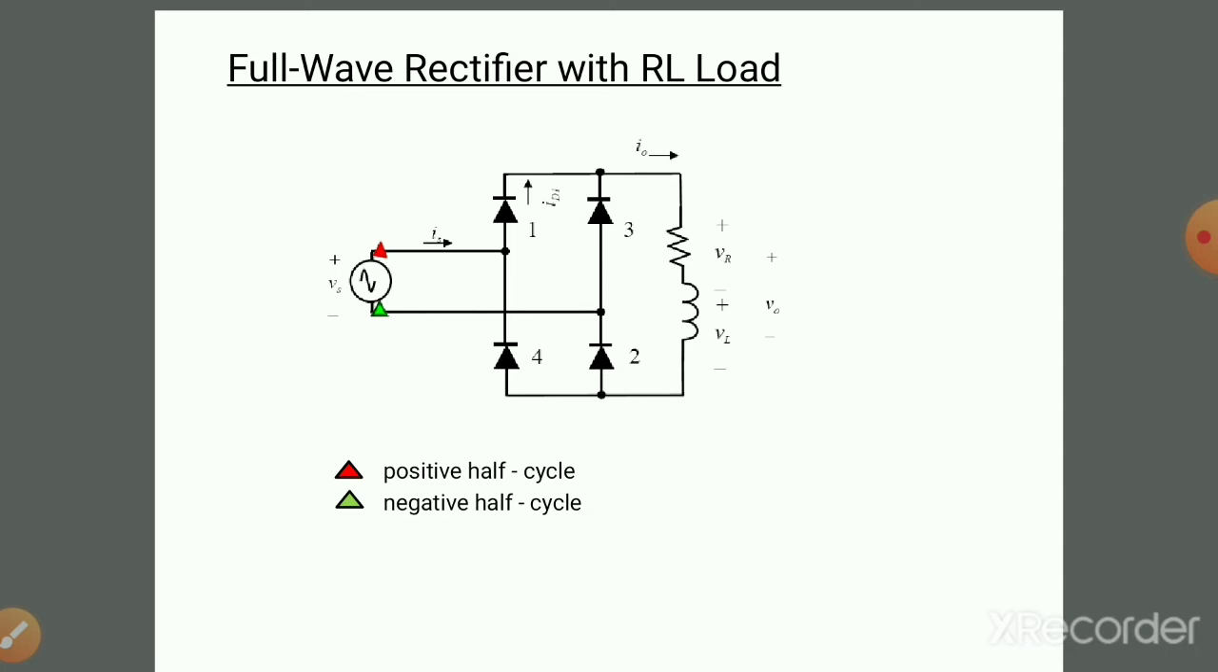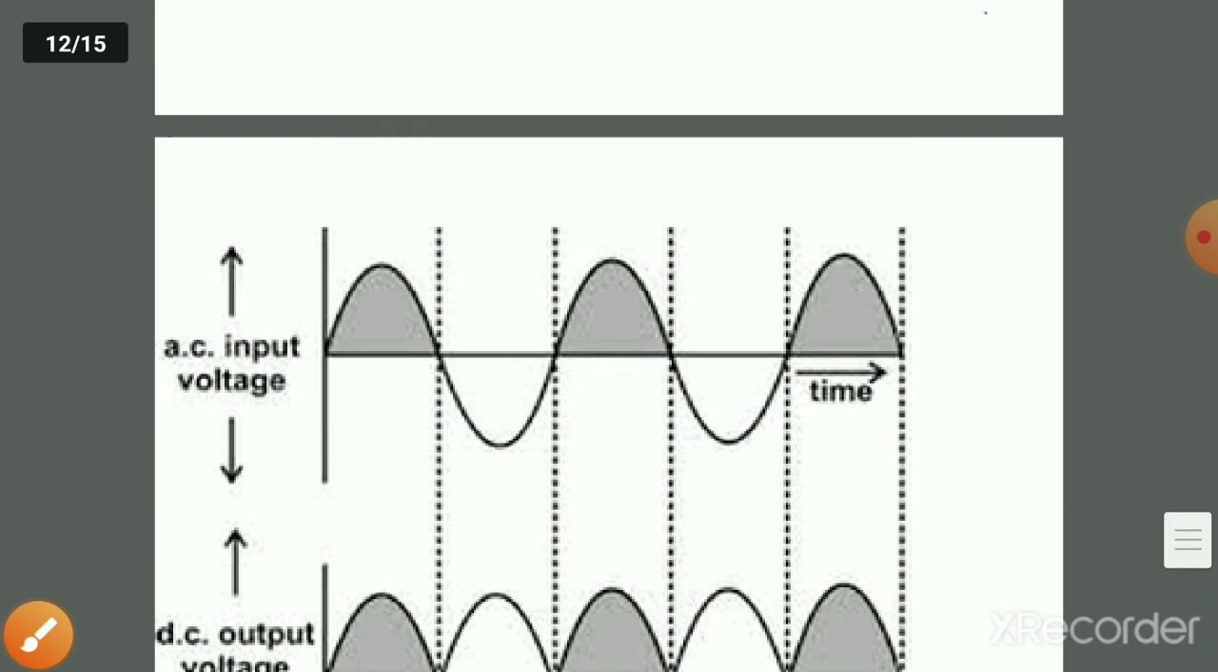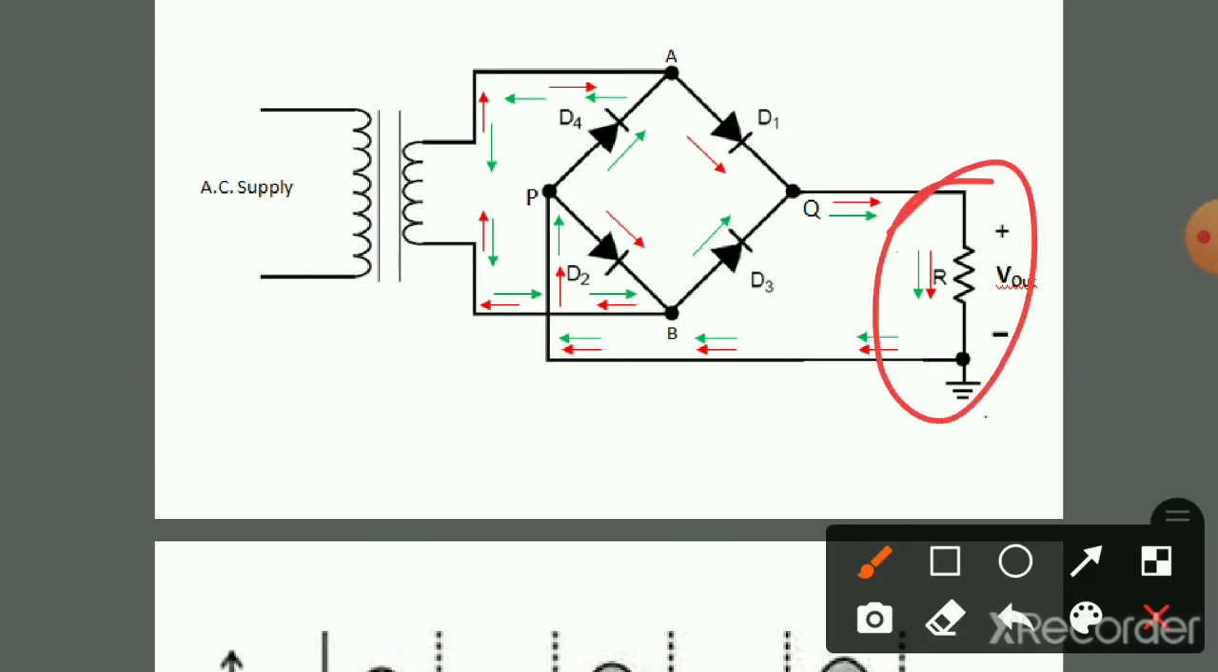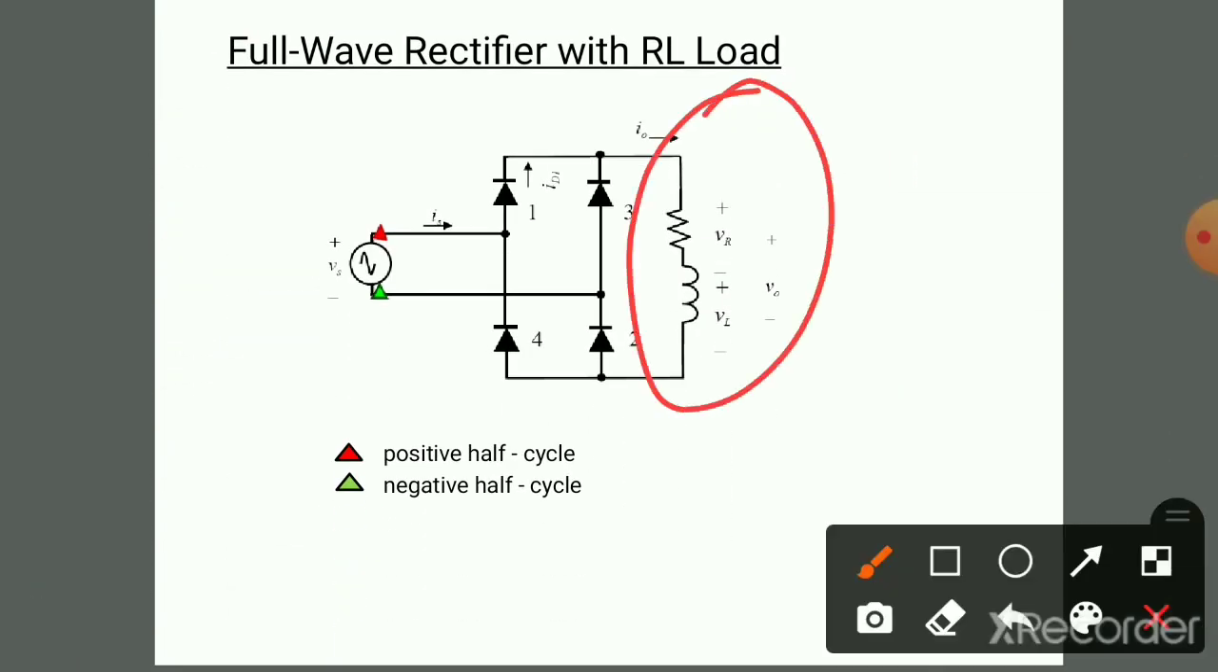The working principle of this also remains the same as the full wave rectifier. That means in each half cycle a pair of diodes, I mean two diodes, are conducting, which transfers the power from the input towards the load. Here the difference between the R and RL load is that in the previous case the load is purely resistive, there is no inductance part. Here there is a small amount of inductance present, that is why it is called an RL load.